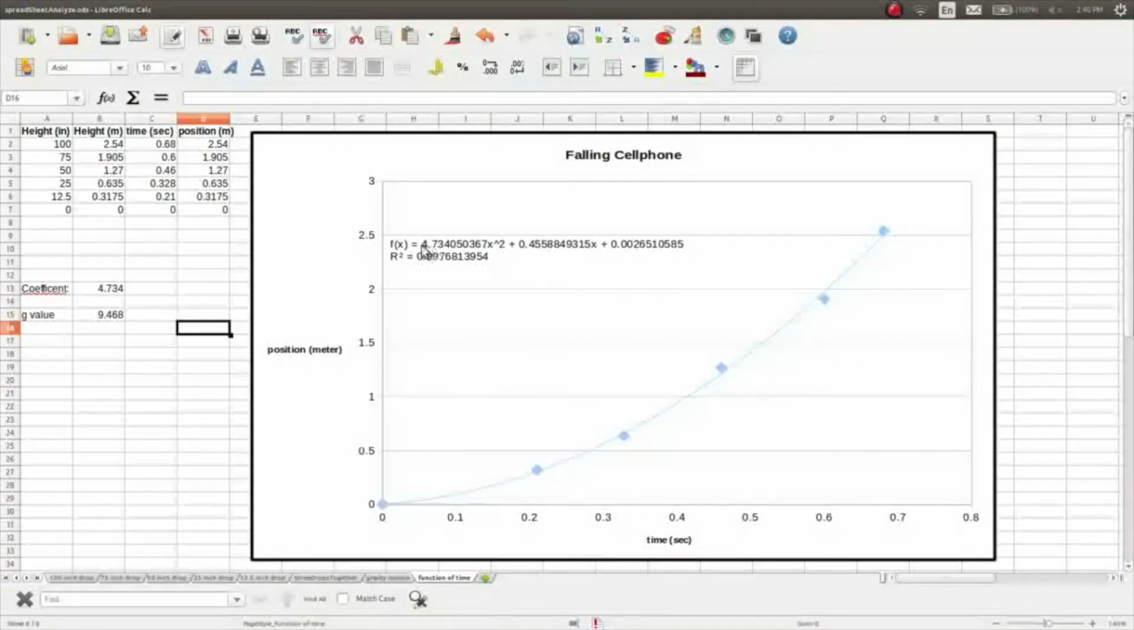You will see why as you study physics further, but the coefficient of the x squared term, doubled, is the measurement of the acceleration due to gravity. We get 9.46, which will round off to 9.5 meters per second squared.